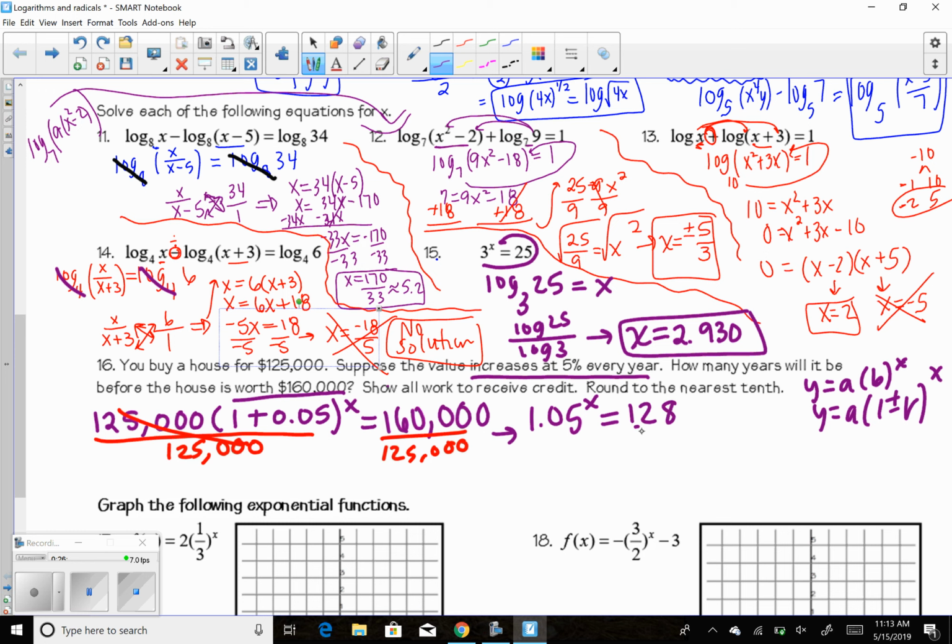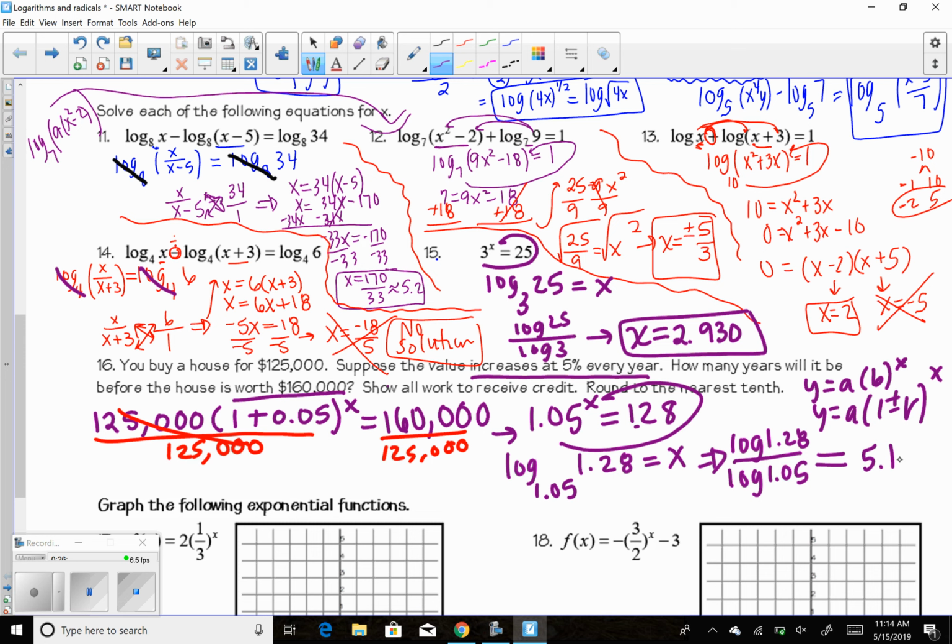All right, now you can't do that, right? That's an exponent, so you got to go around the world. So you get log base 1.05 of 1.28 equals x. It's a change of base, okay? So you're going to do, in the calculator, log of 1.28 over log of 1.05, base to the bottom. All right, so log of 1.28, close the parentheses, divided by log of 1.05. And you get 5.1 years. Okay?